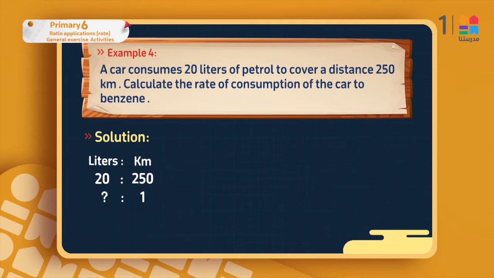So I will make cross multiplication to find the rate. I will make 20 times 1 divided by 250. So it will be 0.08 liters per kilometer.